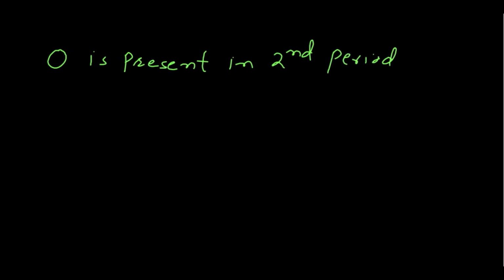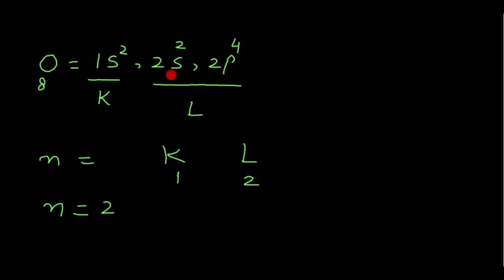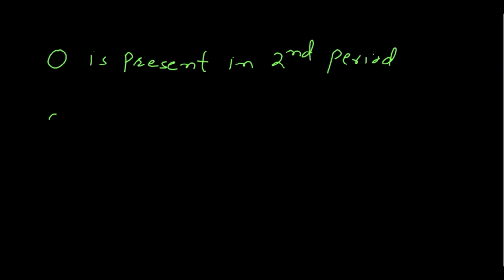Now we will identify the group in the periodic table. We will see how many valence electrons are present. Here we can notice in the valence shell 2 plus 4, which is equal to 6. The total number of electrons in the valence shell is 6. So oxygen must belong to group 6A of the periodic table. So we write the group of oxygen. It belongs to group 6A.